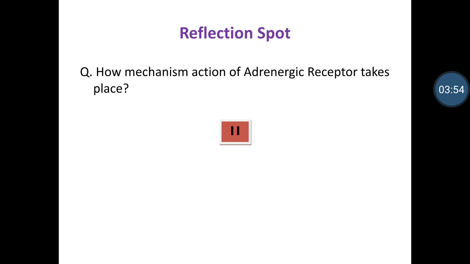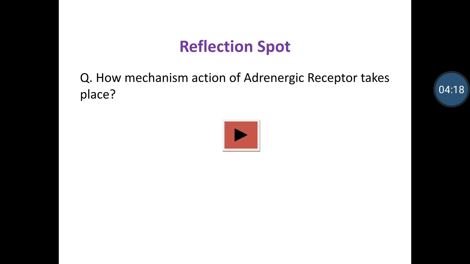Now it's time to reflect and think how the mechanism of action of adrenergic receptors takes place, by releasing or by reuptake. Pause the video, think and write down your answer in the notebook. Once you have done your answer, then you start the video.